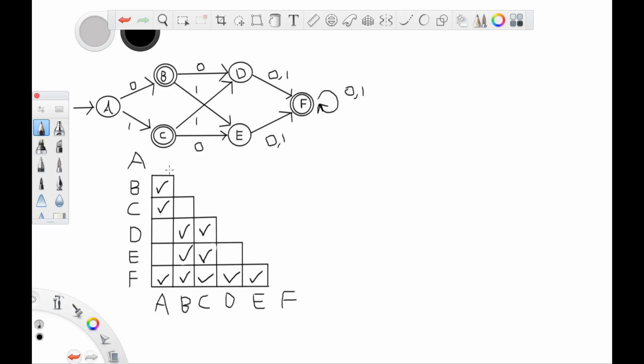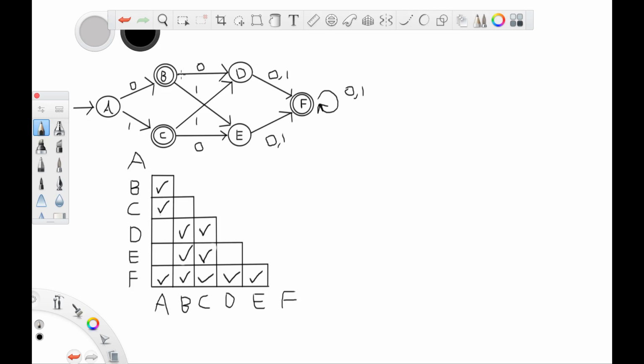Now let's go over this one more time. We need to keep going over until there's no more checks to be made. So CB, well, C given an input of 0 goes to E, B given an input of 0 goes to D. Is ED checked?